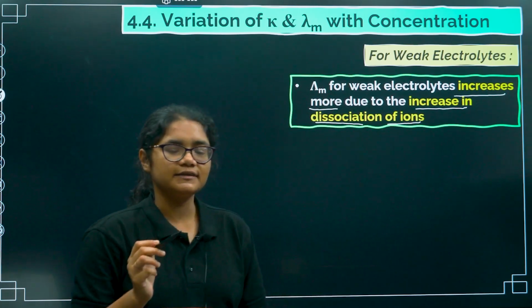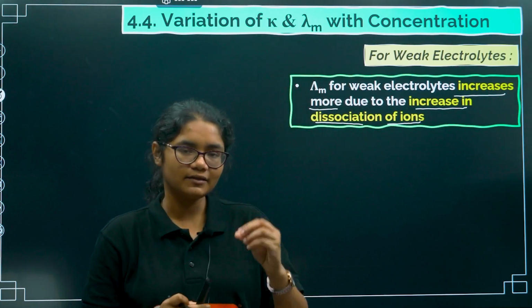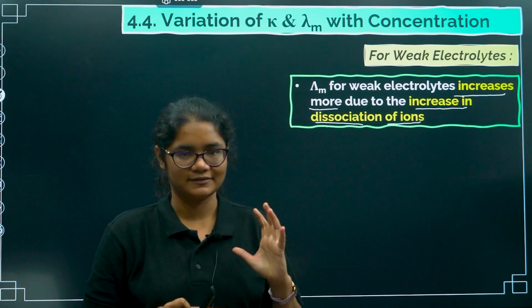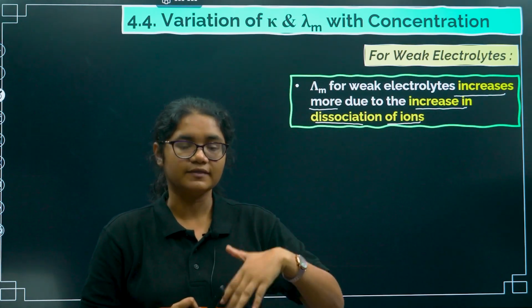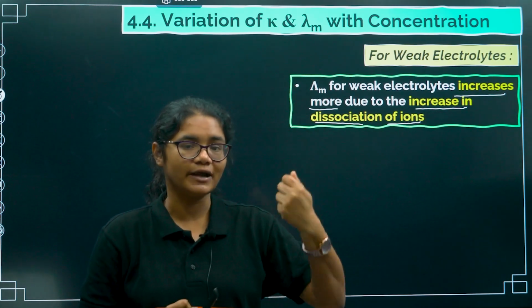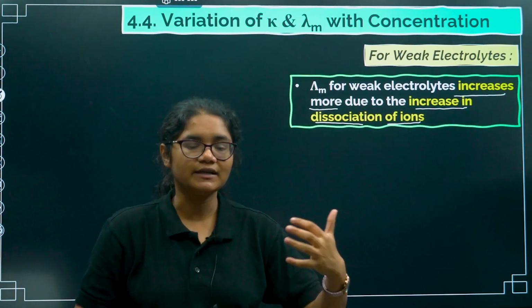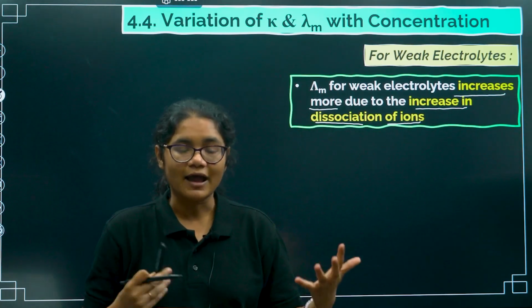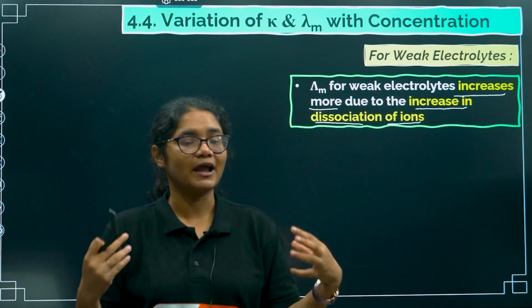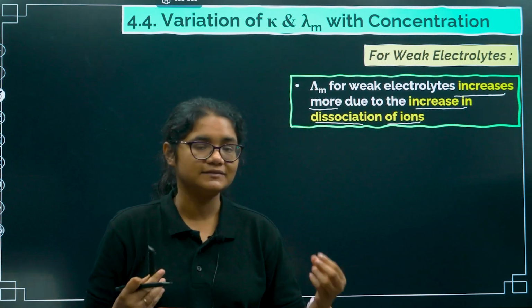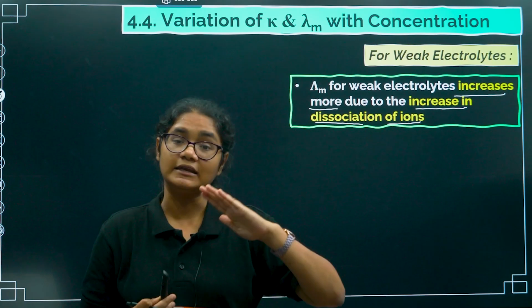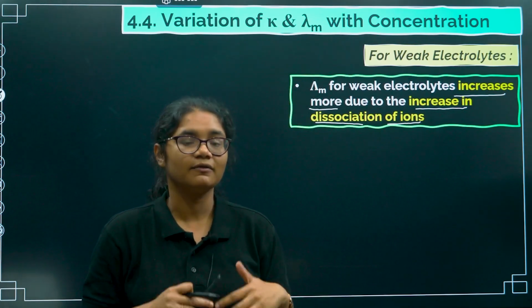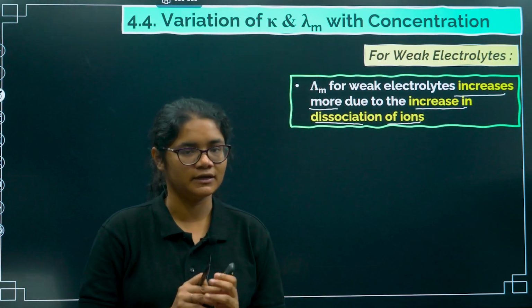Okay, just now we have discussed what a weak electrolyte is, where the ion dissociation is very less. Okay, that is called weak electrolyte. Now when you add more water, these weak electrolytes start dissociating. If they dissociate, what will happen? The number of ions produced will be more. If the number of ions produced is more, the current carrying capacity will increase, and that is why molar conductivity increases to a great extent. Okay, very high molar conductivity it will increase.